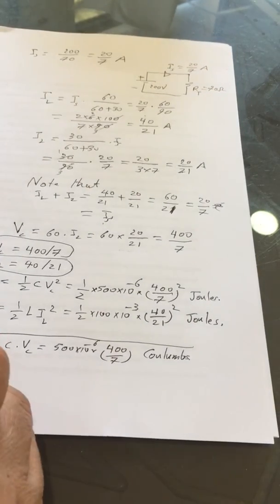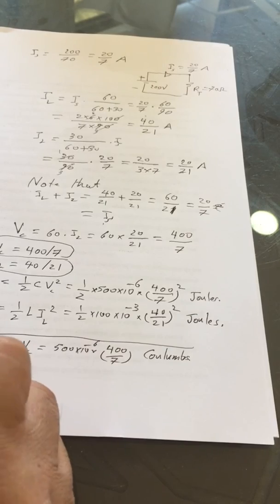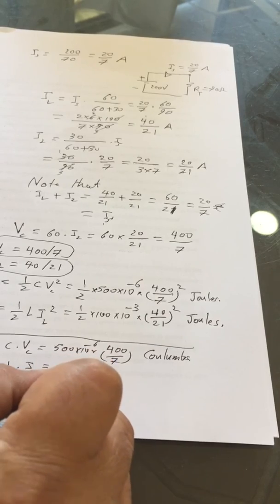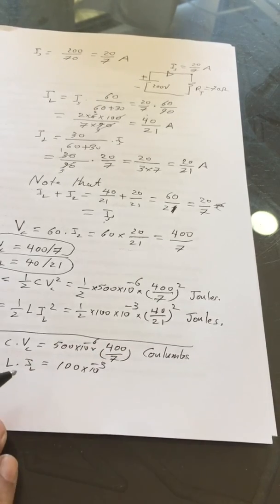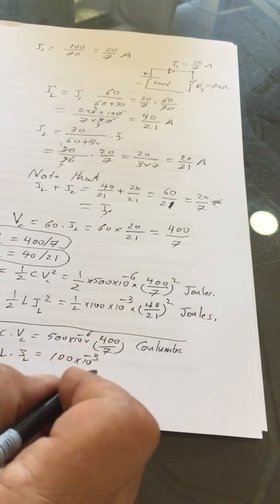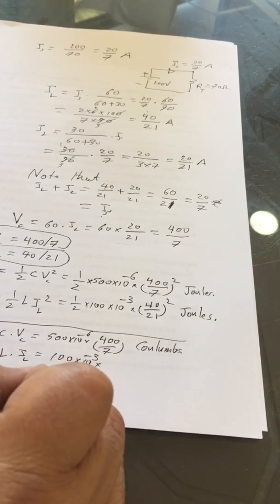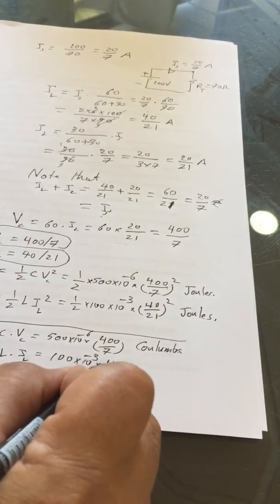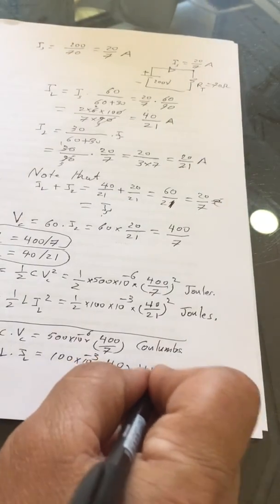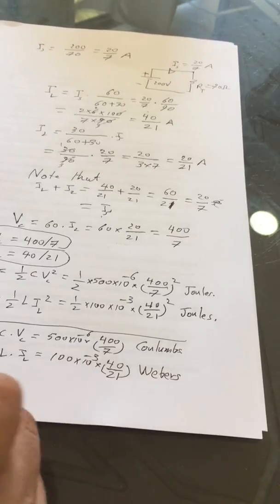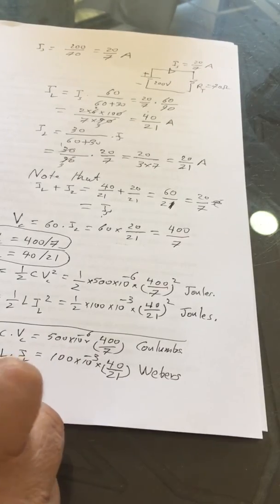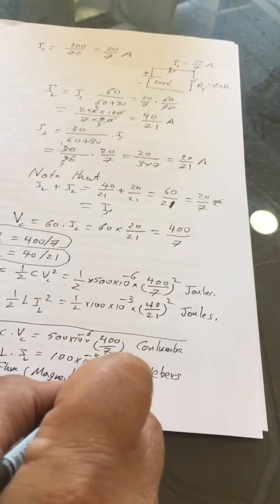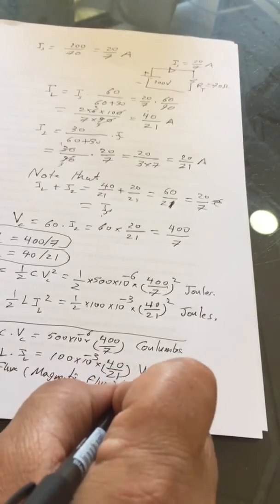Similarly, we can calculate the flux in the inductor, which is L times IL. L is 100 times 10 to the minus 3. That would be the inductance in henries. We multiply it by the current, which is IL, 40 divided by 21. And it will give you the flux in webers. Okay, so this is equal to the magnetic flux in the coil.